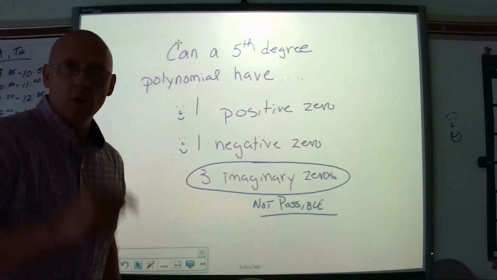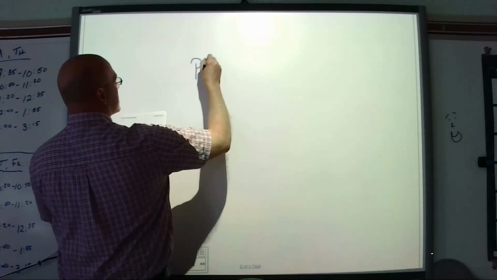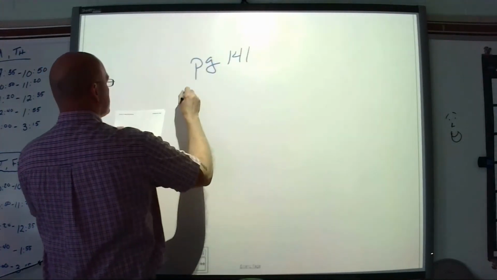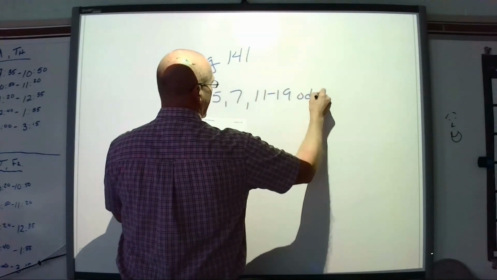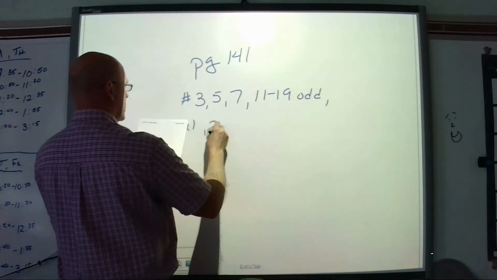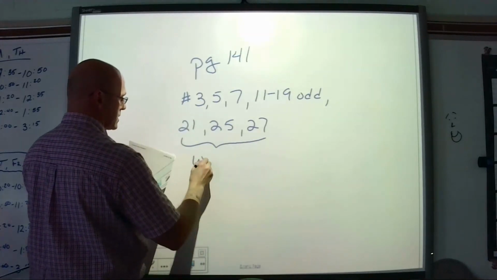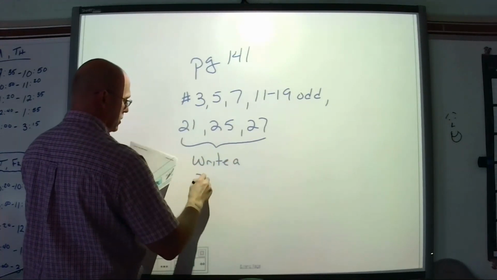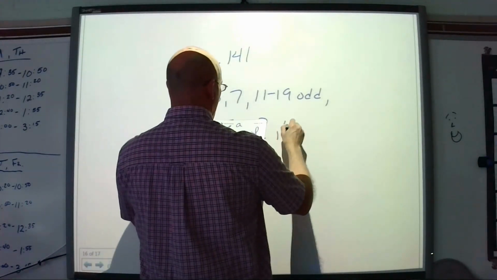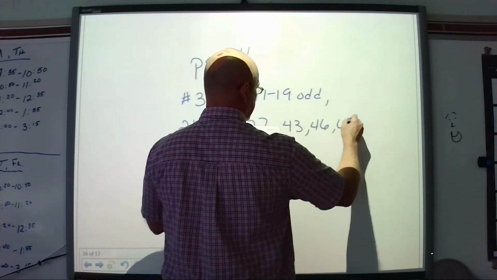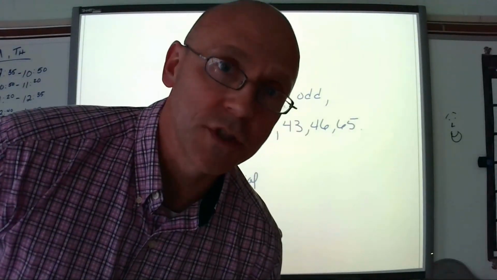All right. Guess what? It's homework time. Here it is. This is what I want you to do tonight. Page 141. Numbers 3, 5, 7, 11 through 19, odd. 21, 25, 27. Here, I believe these are where you're going to write a polynomial from the information. 43, 46, and 65. That's your homework tonight. Good luck, and I will see you later.